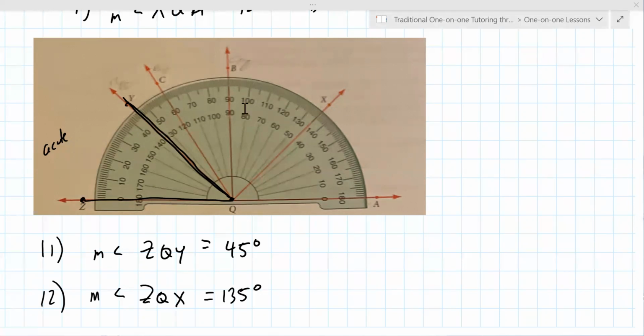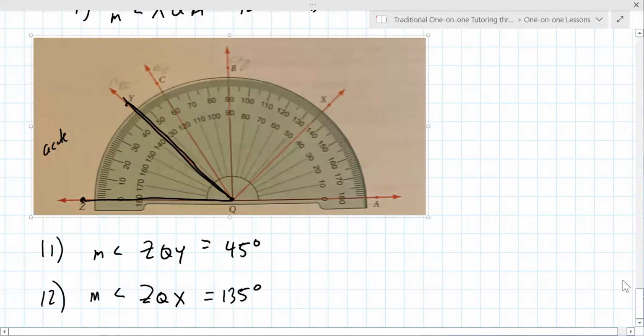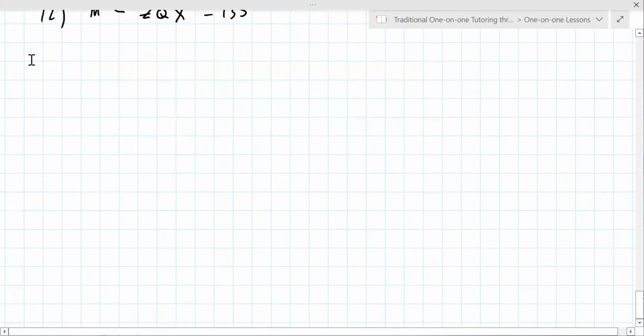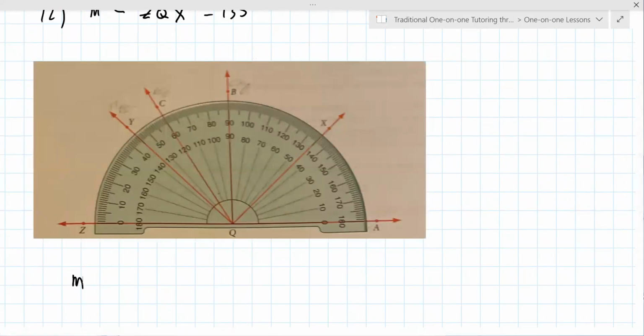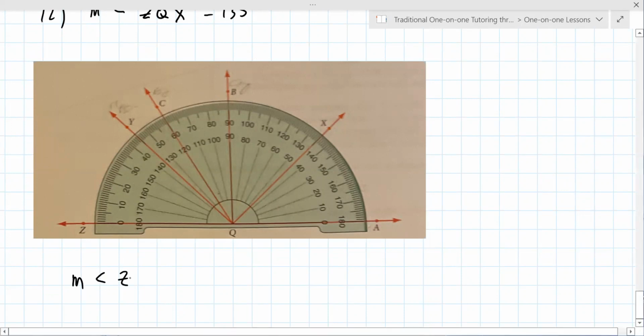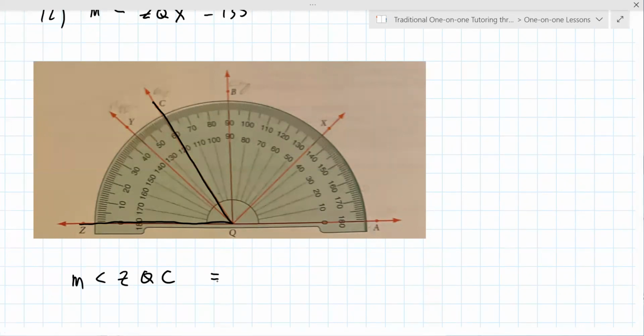All right, so now I'm going to grab this picture again. What is the measure of angle ZQC? So Z to Q to C. What is that angle measure right there?